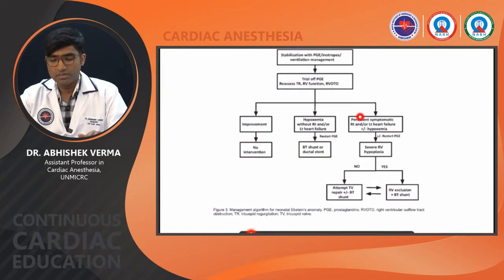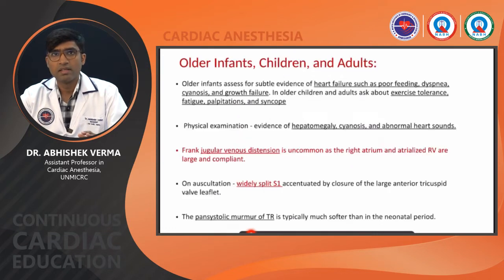And if there are persistent symptoms or there is right or left heart failure, then we see whether RV hypoplasia is present or not. If RV hypoplasia is severe, then we do RV exclusion or BT shunt. And if it is not, then we attempt tricuspid valve repair. And this is the flow chart for managing the neonates.